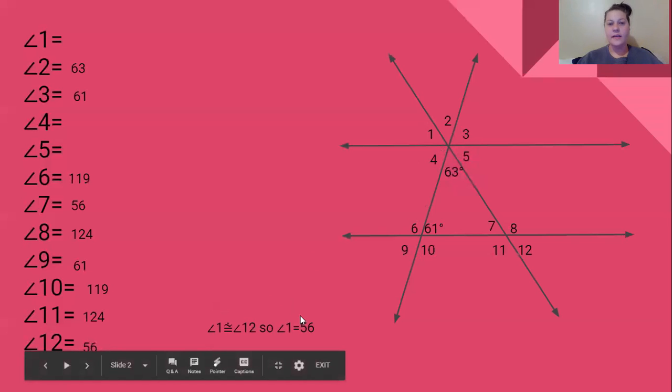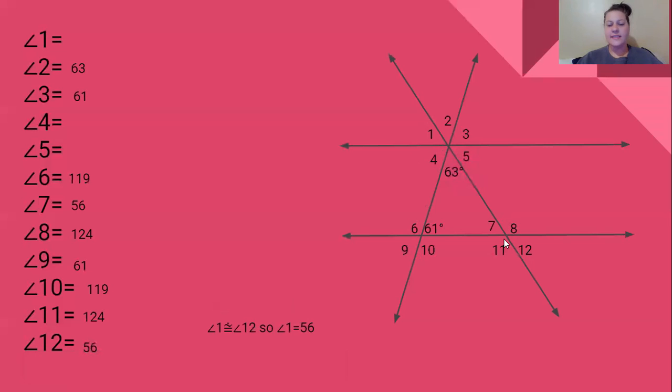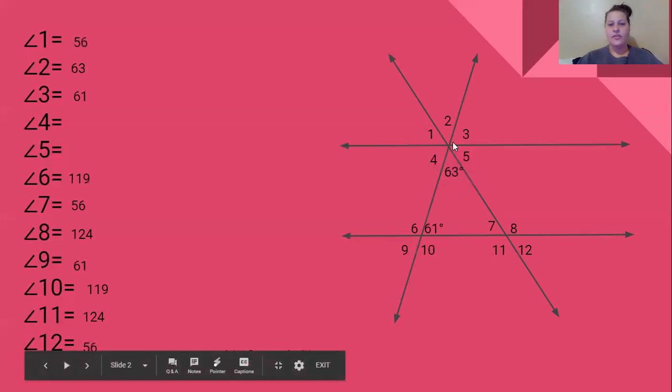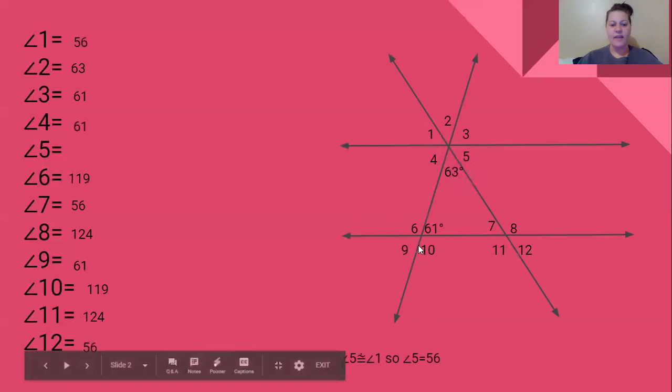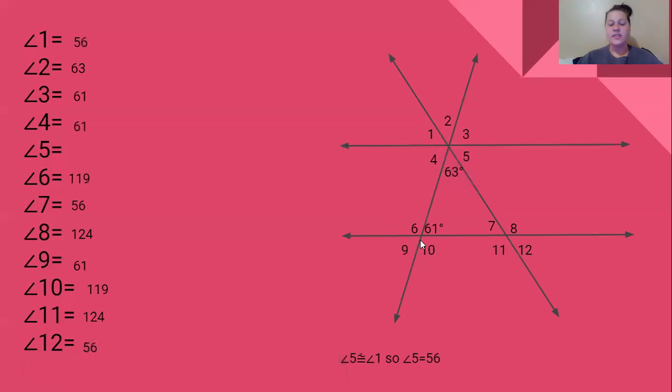So angle 1 is congruent to angle 12, the same as with angle number 9. If we moved it all the way up to here, it would be the same as angle 5. So angle 1 and 5 will be 56 degrees. As you can see here, angle 4 is congruent to angle 3. It is a vertical of it. It's on the opposite line. And the same with angle 5. It's congruent to angle 1, so number 5 is 56 degrees as well.